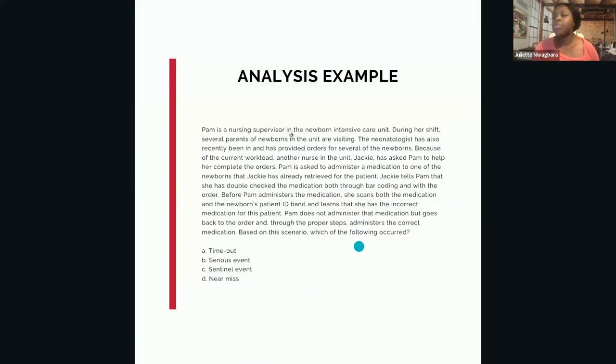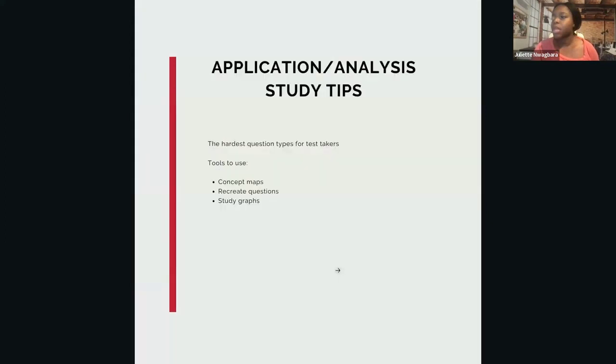Then analysis. They give you this long scenario, and then they say, based on this scenario, what has actually occurred? So you're going to have to analyze this whole long scenario, and then from there, pick out what incident has actually taken place. So this is just one example where you have to use a lot of critical thinking. And this is the hardest question type to study. And once again, a big piece of how this exam is going to be changing. And so it's going to require you to do things like concept maps, recreation of questions, and understanding and studying graphs.